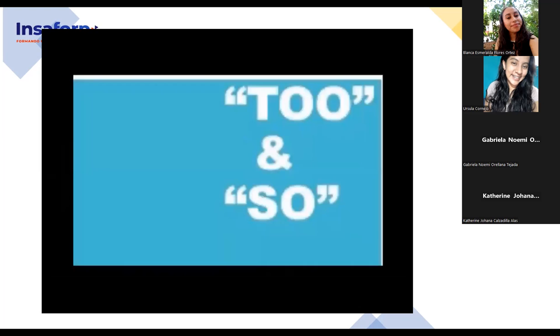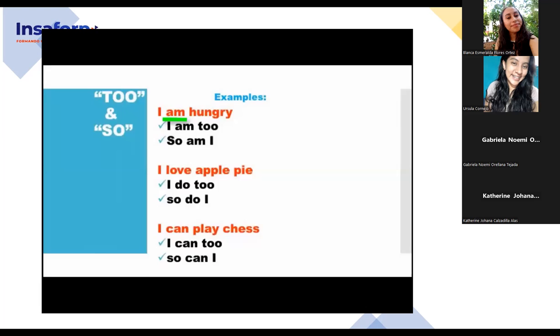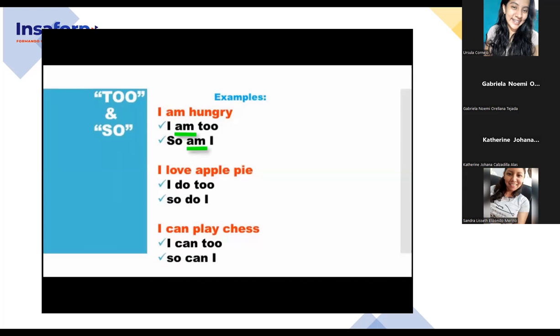The use of to and so to agree with something being said to us. In English, we can use to or so in short answers to show we agree with something or someone. Notice we use the auxiliary verb of the short answer of the statement being said to us. For example, I am hungry. I am too. So am I. I love apple pie. I do too. So do I. I can play chess. I can too. So can I.